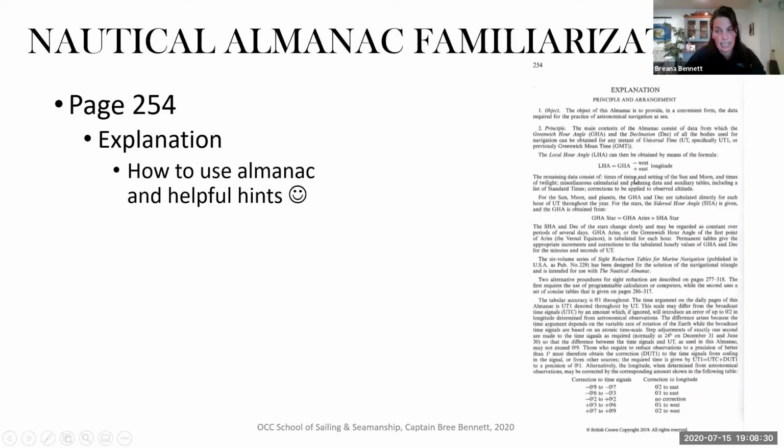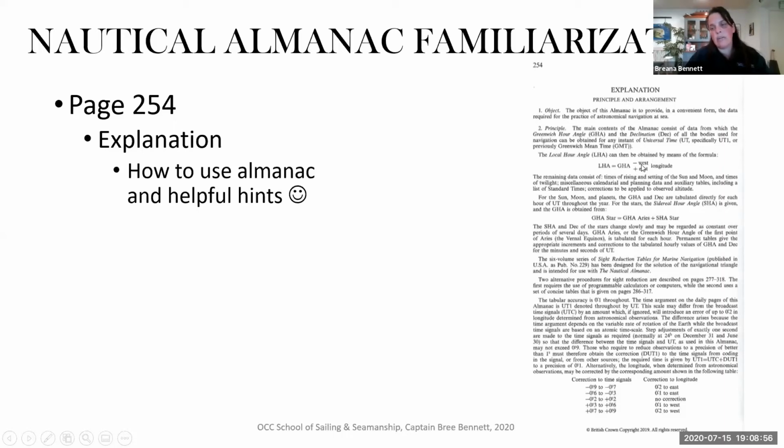I like to highlight this one. I'll usually circle it or put a post-it in the book to highlight the GHA. If you add east, subtract west longitude, that gives you your LHA. And that's one of the main things on our site reduction form that we're going to be doing today.